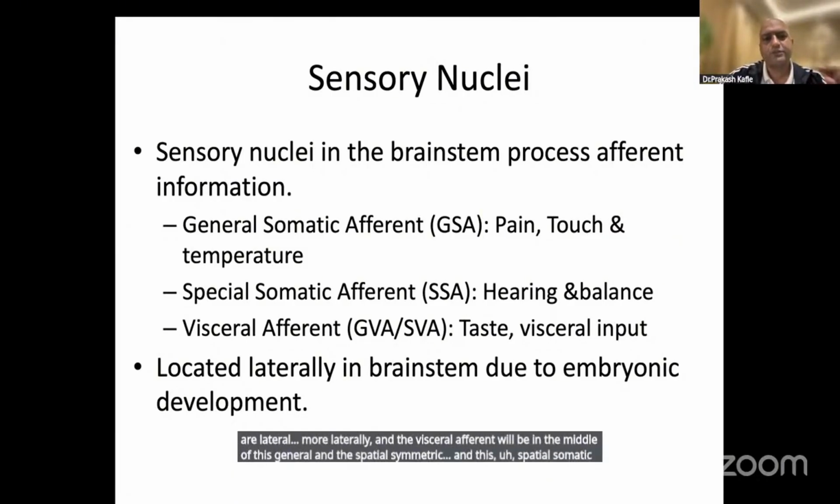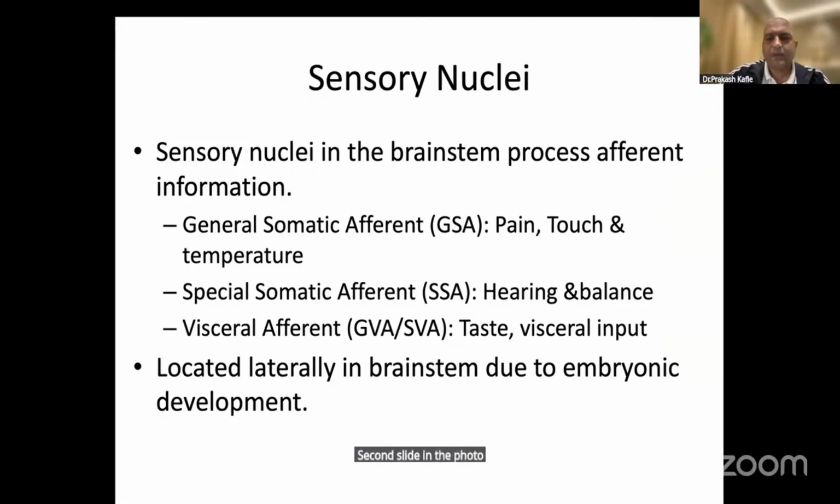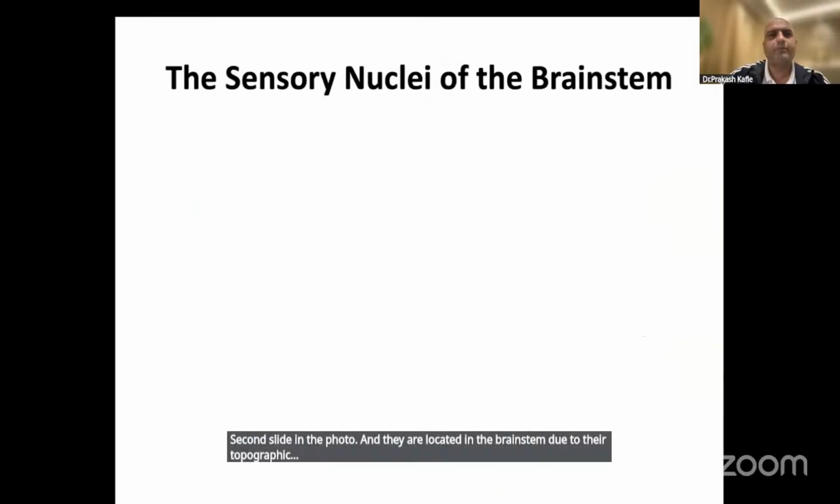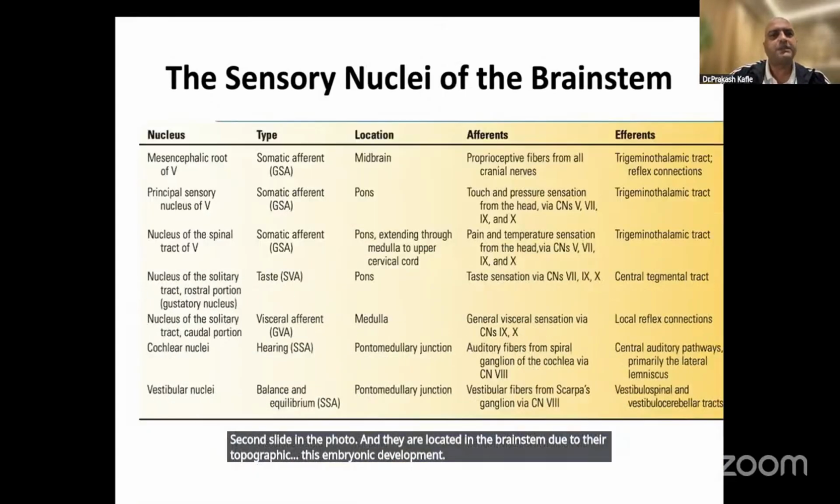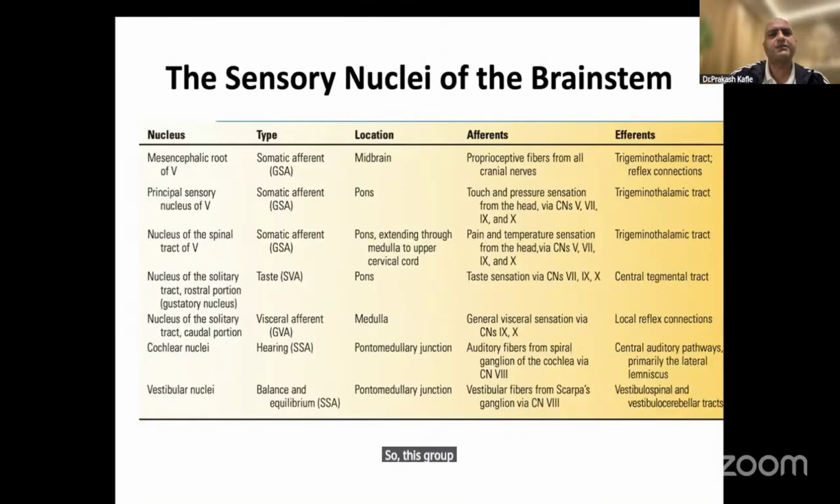afferent. So special somatic afferent will be the most lateral, as we saw in the second slide in the photo, and they are located in the brainstem due to their topography in the embryonic development. So this group of nuclei are purely the sensory nuclei of the brainstem.